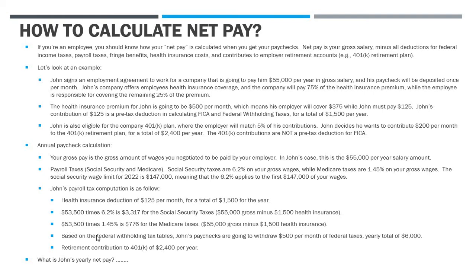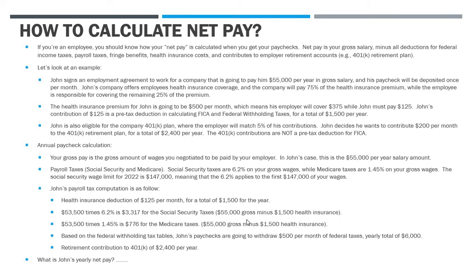We got 53,500. So those are the first three items that are coming off of John's paycheck. We have the health insurance premiums, 1,500. That's what he's responsible for. Then we have the Social Security tax and the Medicare tax that are coming out of his wages as an employee.